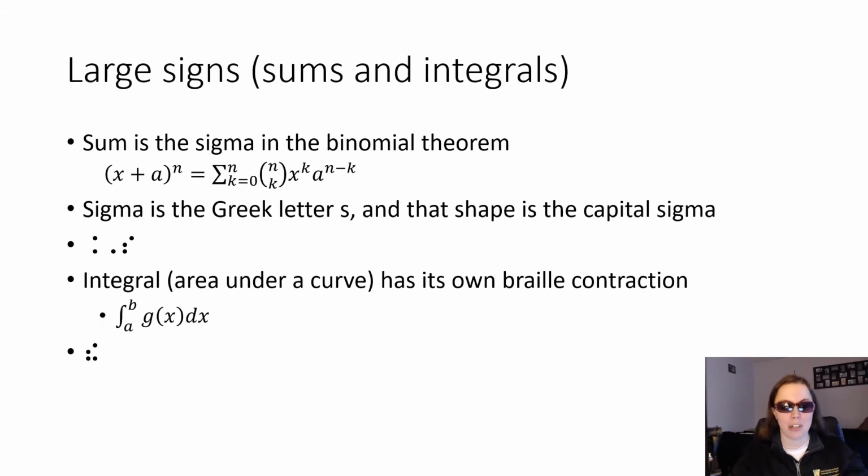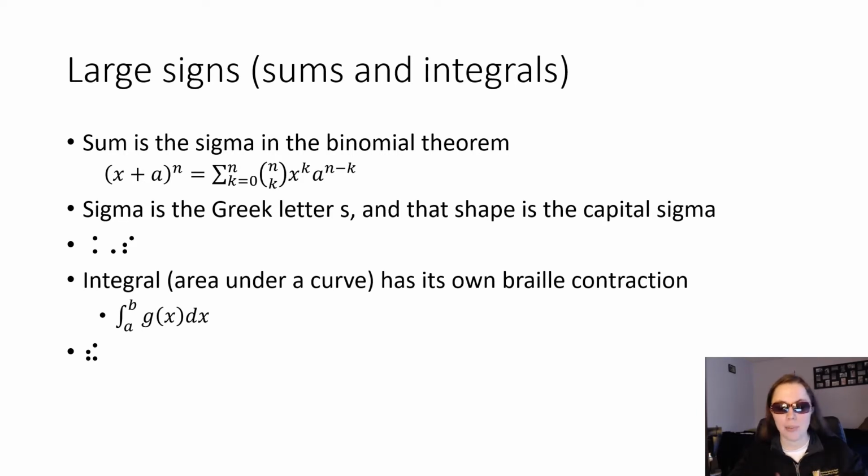One common structure for equations will be equations that include large signs. These could be sums or integrals, where a large sign with a lower bound and an upper bound is used to calculate some sort of formula. A sum is an equation made with a sigma, a capital sigma specifically. An example here is the binomial theorem. So you have (x plus a) to the power of n equals the sum from k equals 0 up to n of n pick k, x to the k times a to the n minus k.